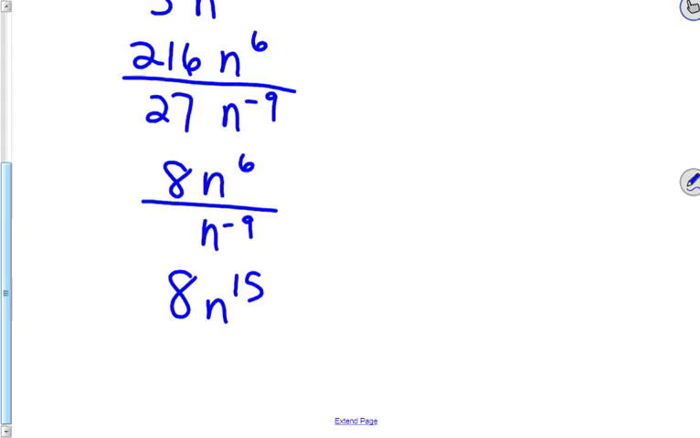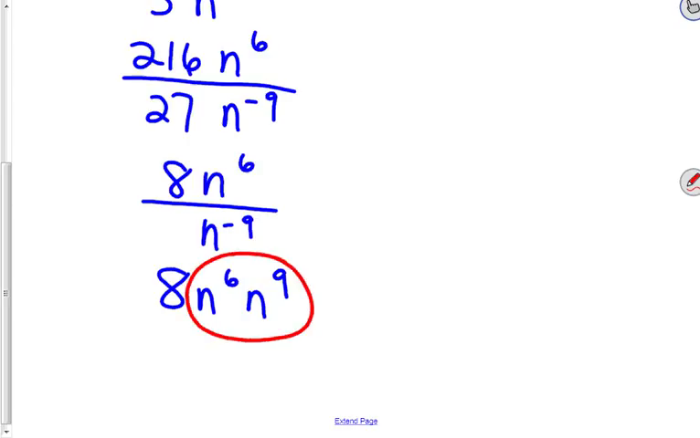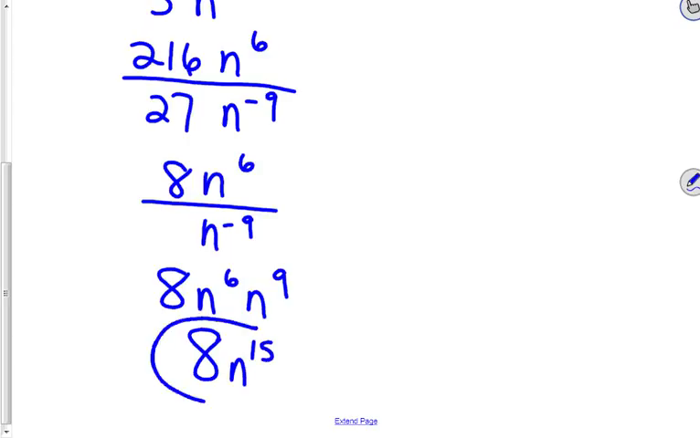Now, other people might see this negative exponent right here and say, oh, I should take the n to the negative 9 up top, where it becomes n to the positive 9. And that's okay, too. Then you get 8n to the 6th times n to the 9th. Now you have to use the product rule on those n's. And you have to add the exponents. 6 plus 9 is 15. And we end up with the same answer, 8n to the 15th.